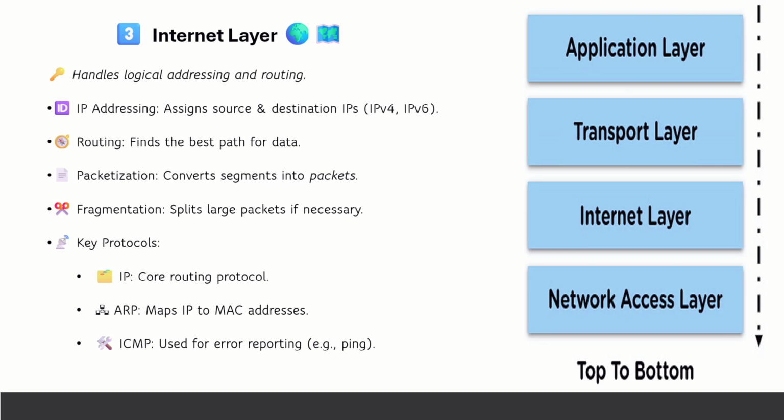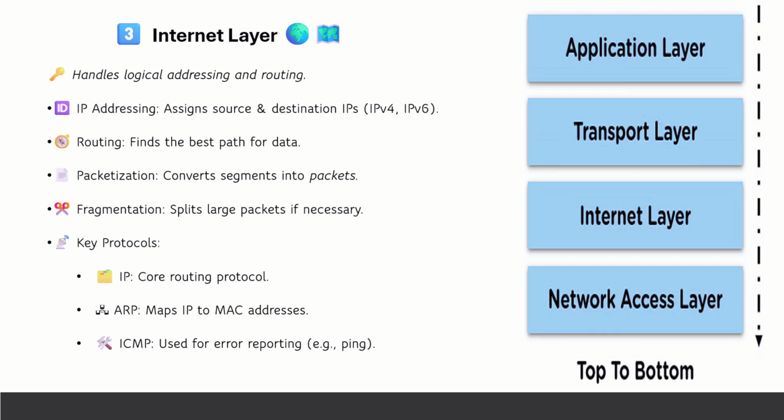There are two main versions of IP, IPv4 and IPv6. Routing: the network layer determines the best path for data packets to travel across networks. Routers are the primary devices at this layer. Packetization: the network layer encapsulates data received from the transport layer into packets, also sometimes called datagrams. These packets contain the source and destination IP addresses as well as the data payload.